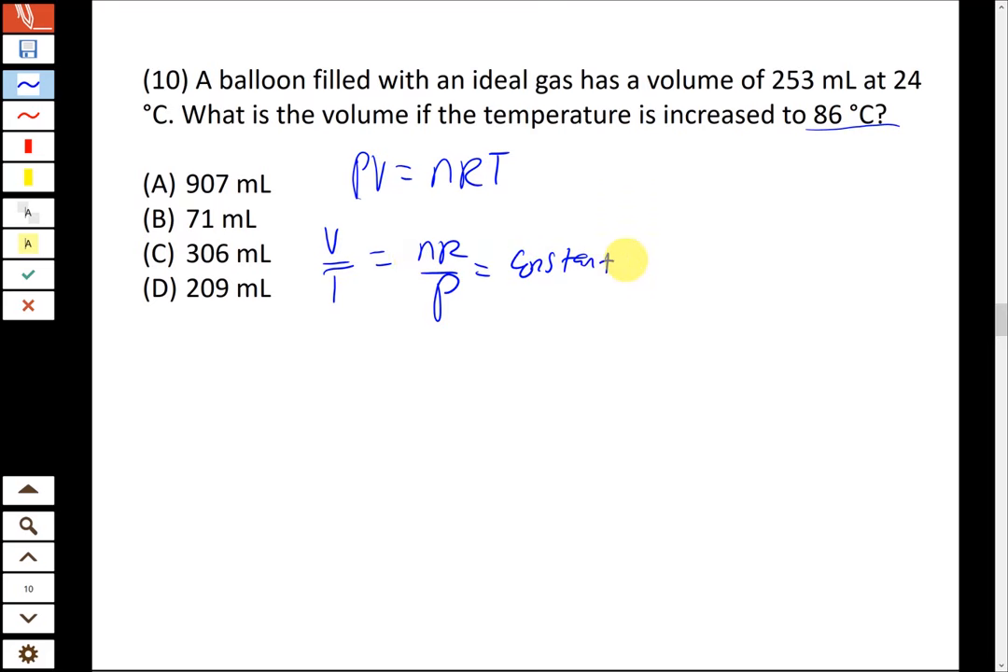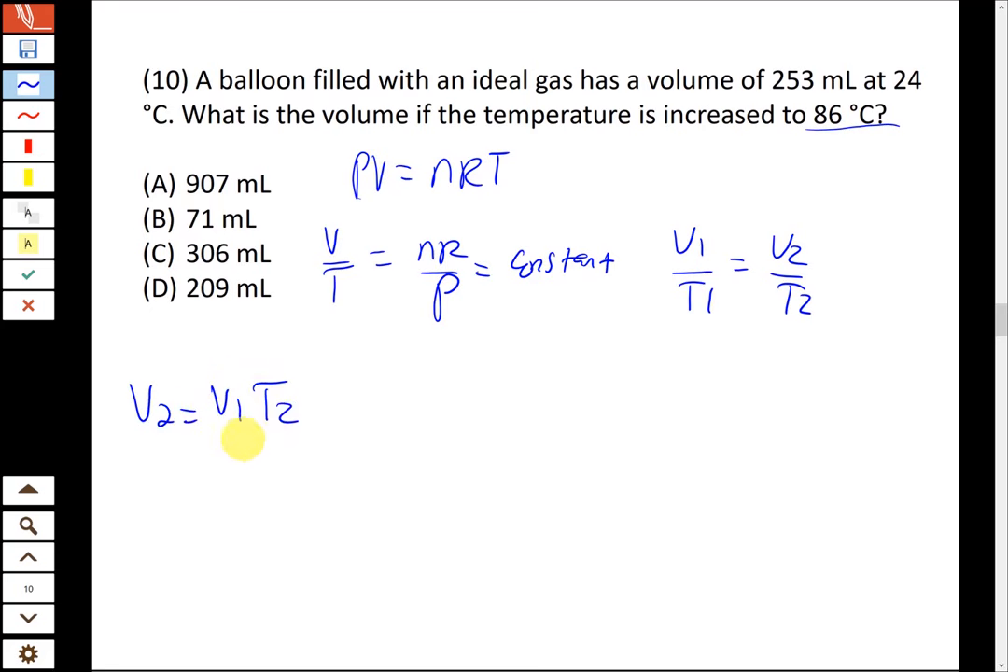All right, so those are the two things that are changing, and when those are changing, you can write a relationship like this, where V1 over T1 equals V2 over T2. So that's going to be the ratio of those two parameters as they are changed by an ideal gas. So what we're solving for in this problem is V2, the final volume. So we can do it numerically or we can do it algebraically first, however you prefer to do that.